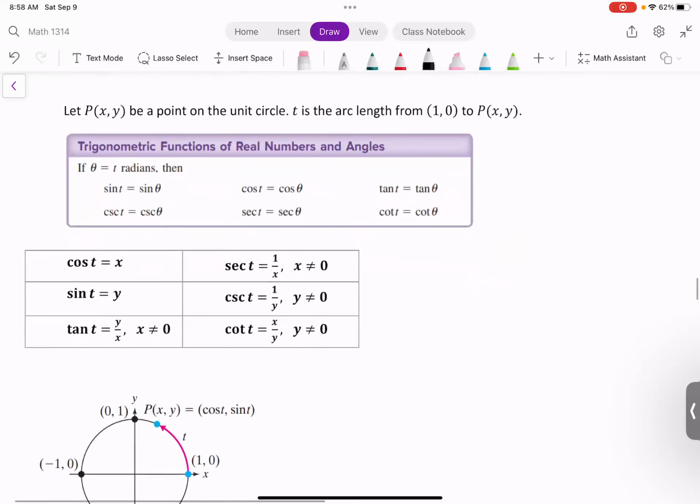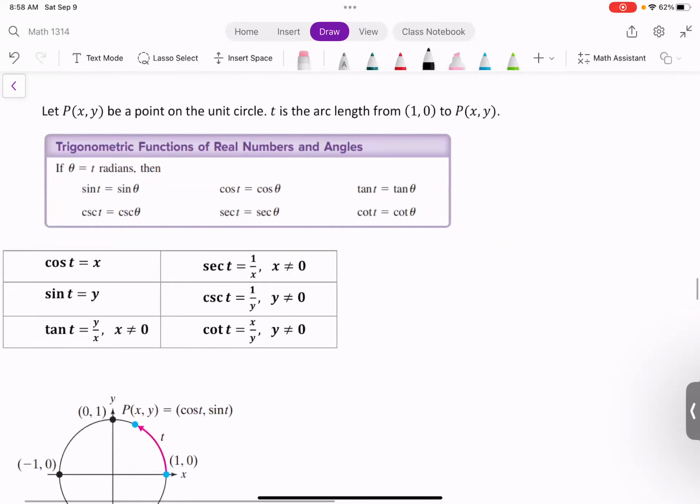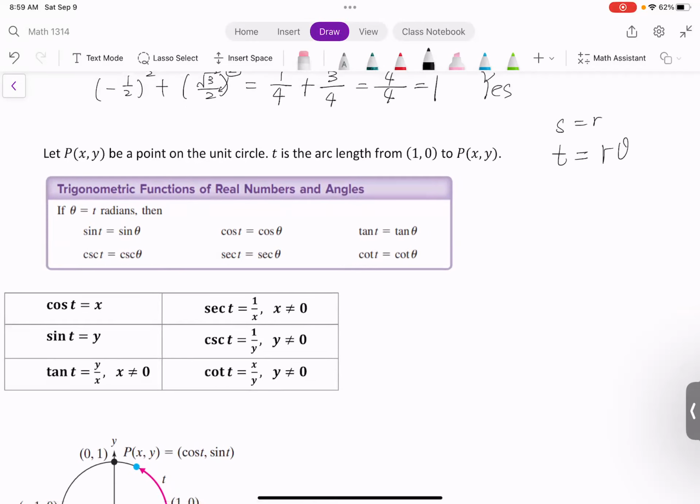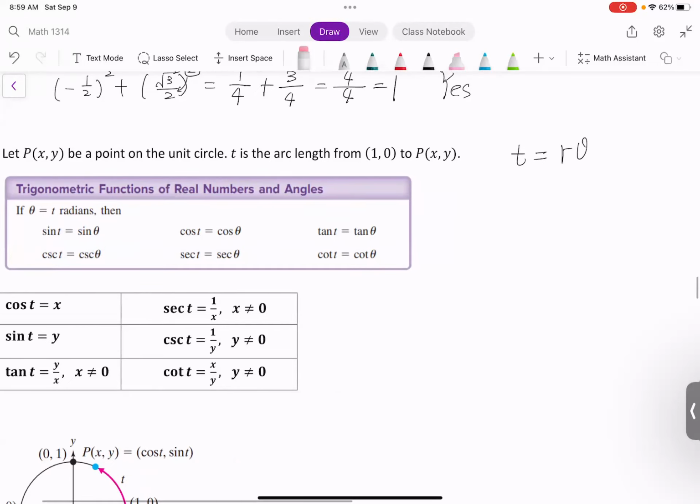Let's see the next part. Let P be a point on the unit circle. T is the arc length. What is the formula of the arc length? For example, I have the arc length is T. T equals r theta. Before, we have learned the symbol S equals r theta, but now the question says T. And how about the r? What is the value of r, the radius of the unit circle? 1, r equals 1. That means T equals theta.